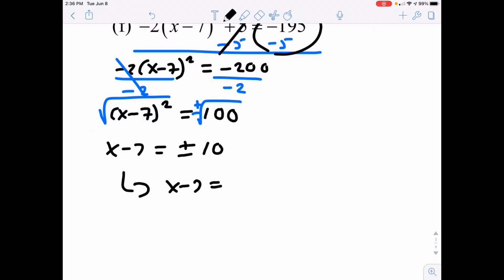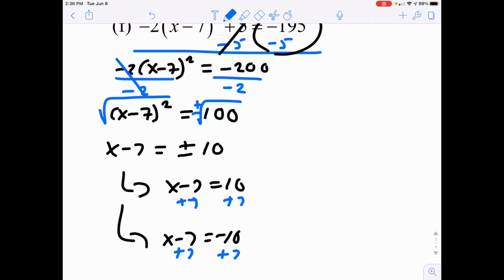x minus 7 equals 10. x minus 7 equals -10. I keep saying plus, it's x minus 7. So we're going to add 7 to both sides in both equations. And we get x equals 17. And we get x equals -3.